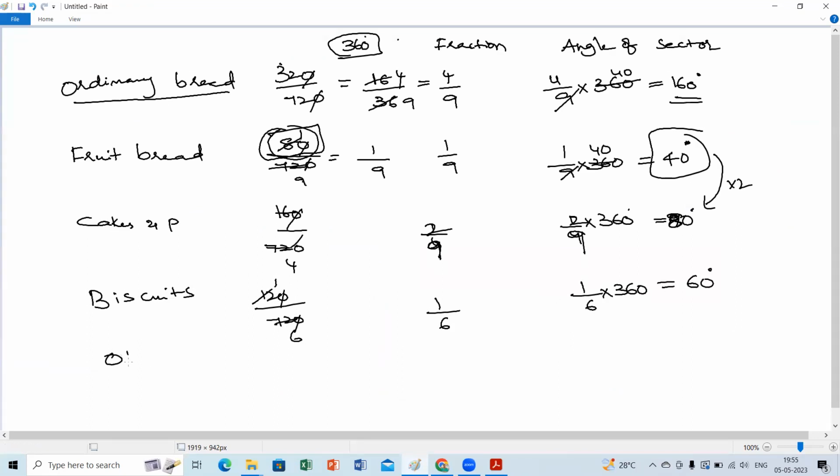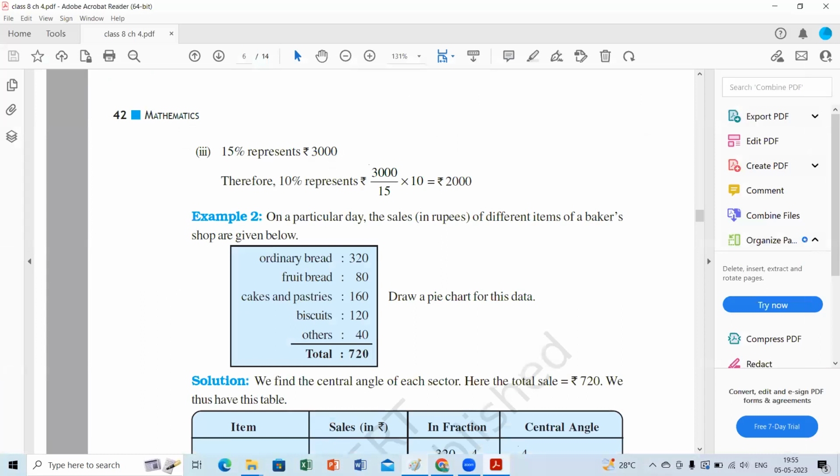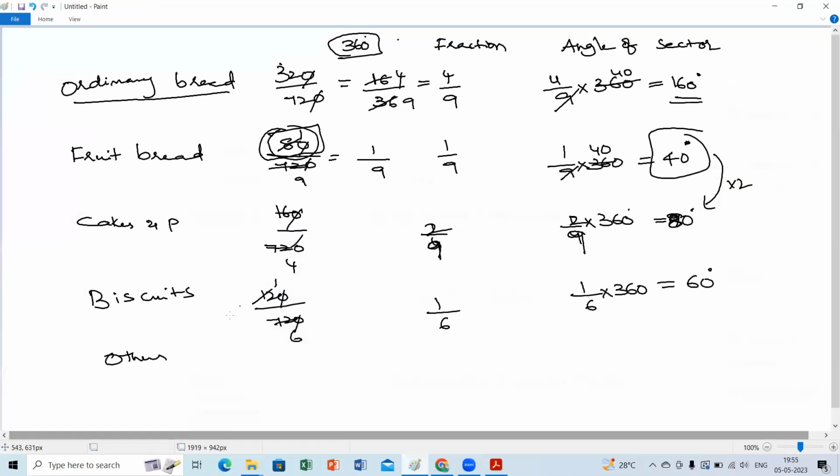Last one, others. If any relation is directly proportional, all the values are proportional, children. Others is 40. Without calculating, please let me know how much the fraction is. 80 means 1 by 9. Half of 80 means half of 1 by 9, right? So which is 1 by 18. No need of calculating. So half of 40 degrees means 20.